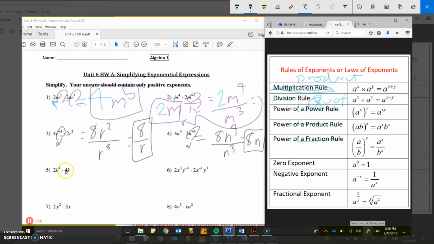The next, oh, this is too easy. The only thing to remember is that when there's no exponent, it's a secret 1. So 2 times 4, 8. Oh my gosh, so many 8s going on right now. And then 4 k's and 1 more k.